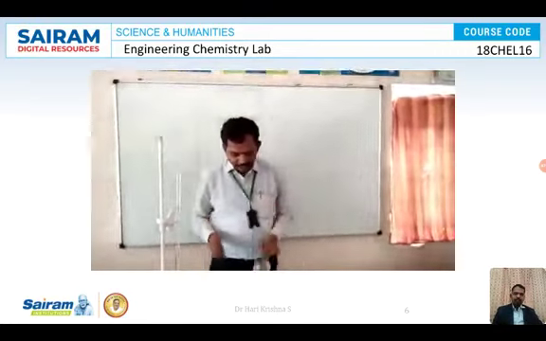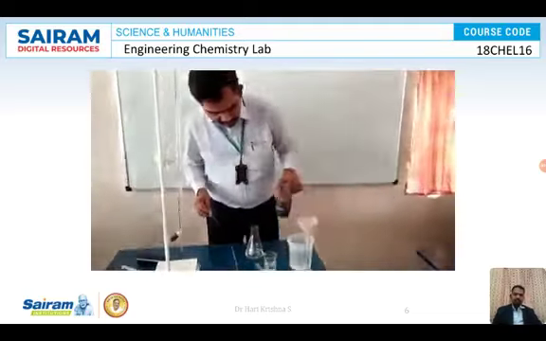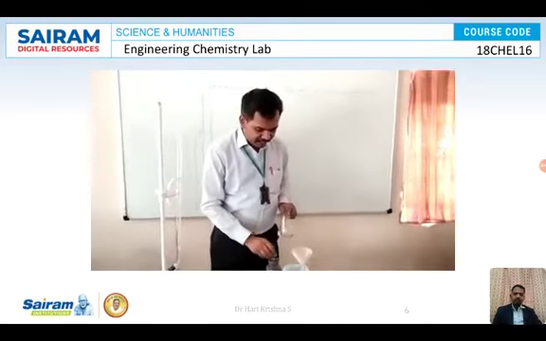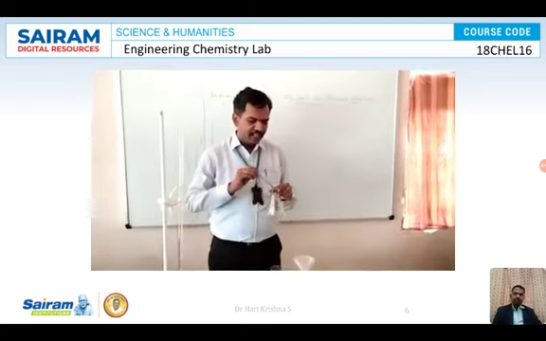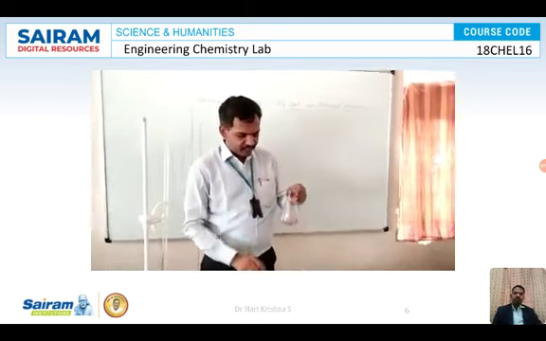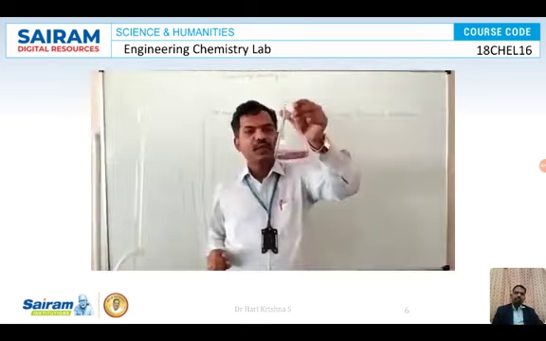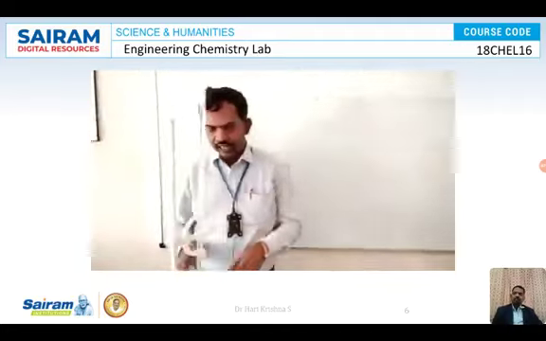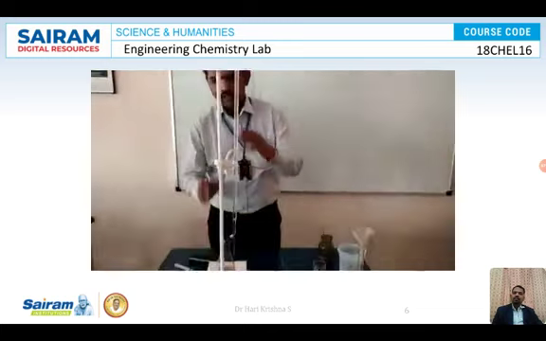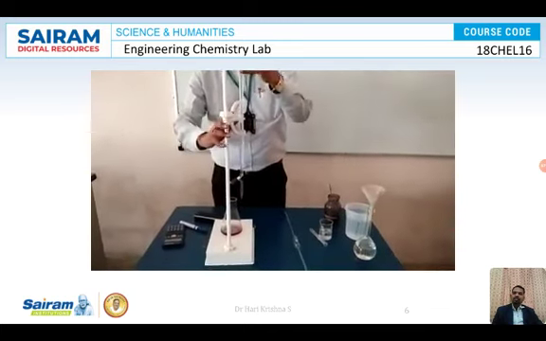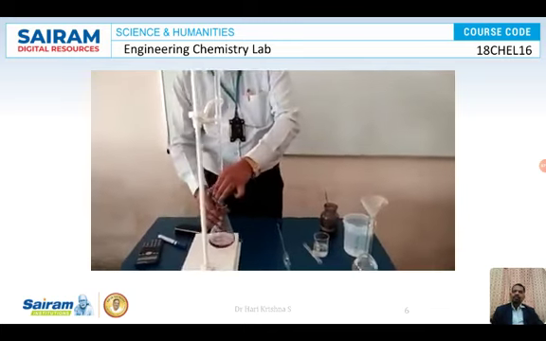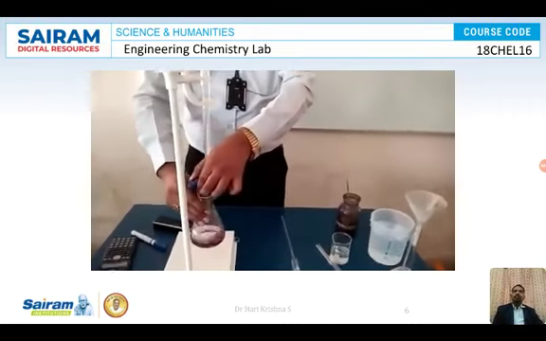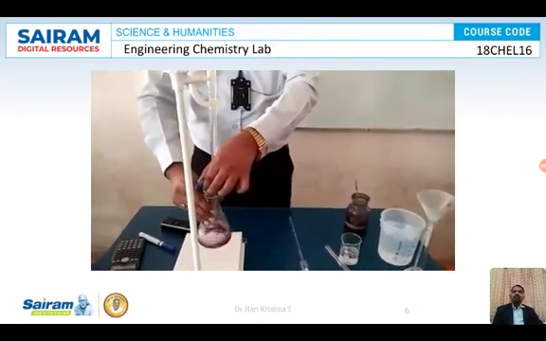So we are going to add Patton and Reeder indicator over here. This is Patton and Reeder indicator. As we added eriochrome black indicator in our previous experiment, here we are going to add a few drops of Patton and Reeder indicator. When we add it, we get a wine red color. So this wine red color we are going to titrate until we get clear blue color. You can see the titration going on until clear blue is obtained.